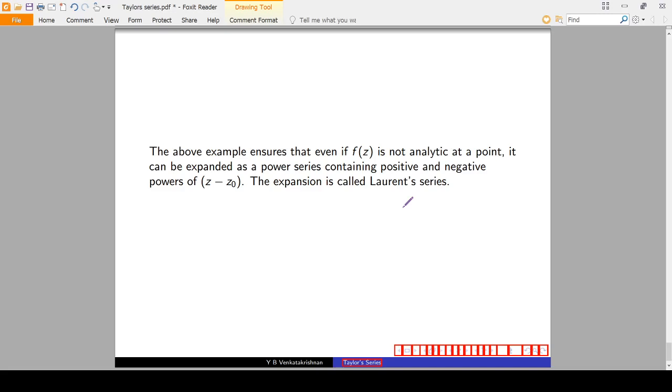So what is the disadvantage in Taylor series? It cannot be expanded about a point z is equal to z naught when z naught is a singularity. But when z naught is a singularity, we can expand the given function using the Laurent series expansion. That we will discuss in the next lecture.